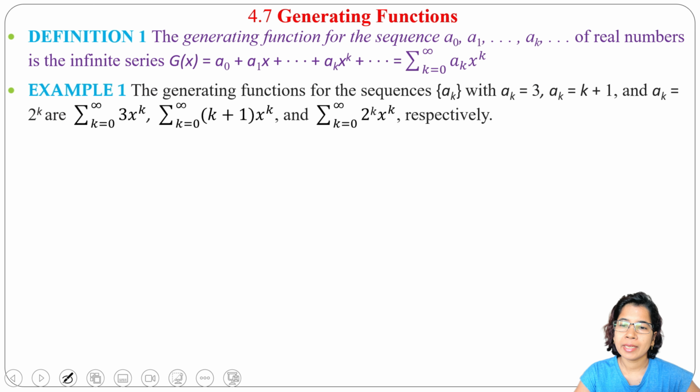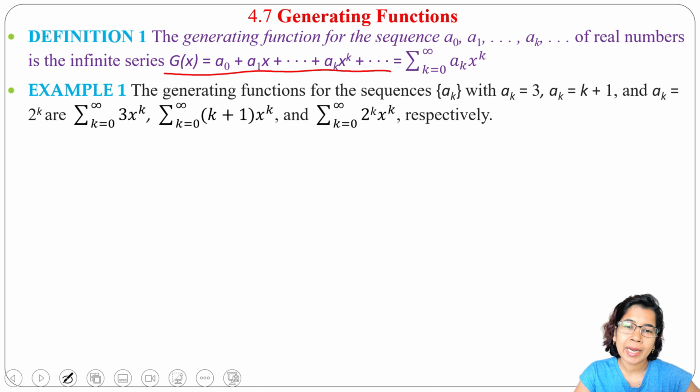Let's see one example. Example 1. The generating function for the sequence ak with ak equals 3. In place of ak, we write 3, so it equals the summation of k equals 0 to infinity of 3 x^k. When ak equals k plus 1, the value is the summation of k equals 0 to infinity of (k plus 1) x^k. In place of ak, we write k plus 1. When ak equals 2^k, it equals the summation of k equals 0 to infinity of 2^k x^k. Here this generating function is for an infinite sequence.